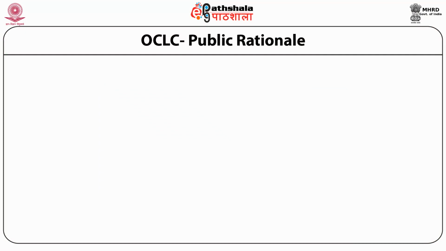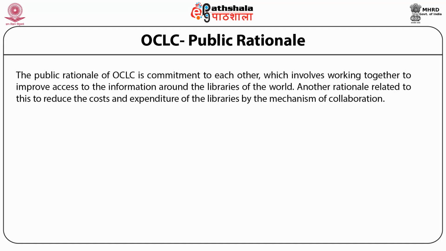OCLC Public Rationale. For any organization, particularly for a cooperative venture, it is important to have a public rationale. The public rationale of OCLC is commitment to each other, which involves working together to improve access to information around the libraries of the world. Another rationale related to this is to reduce the costs and expenditure of the libraries by the mechanism of collaboration. So cooperation and collaboration are the main theme of this public rationale.